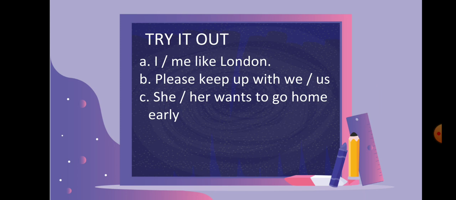Now I have a couple of exercises here that I want you to try out with me. The first one says, me like London. I'll give you a couple of seconds so you can think of the answer, and then I'm going to give you my answer. Correct, guys. The answer would be I like London. Listen to the sentence, I like London. What happens if my answer would have been me like London? Doesn't sound right. So the answer is I like London.